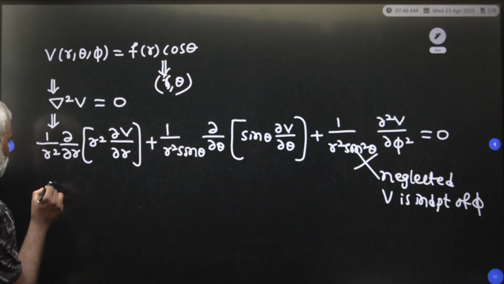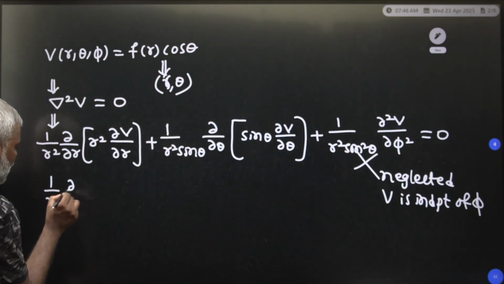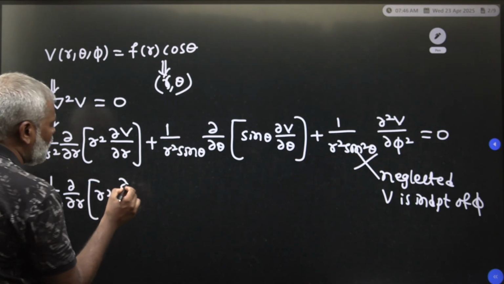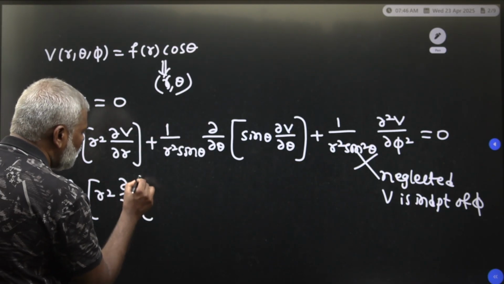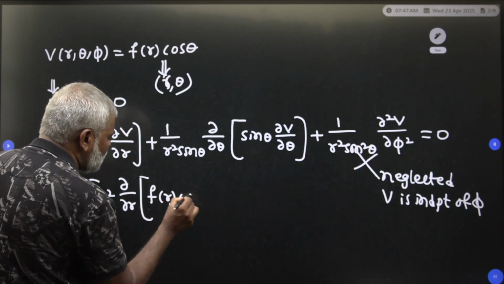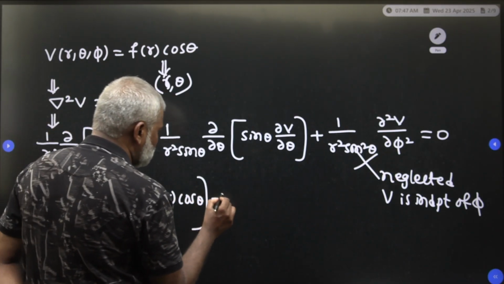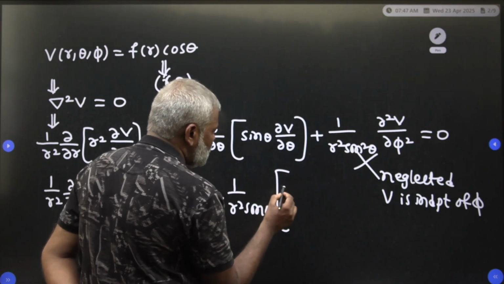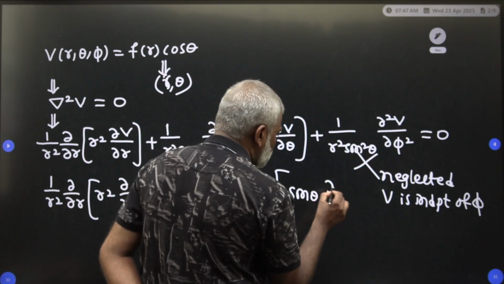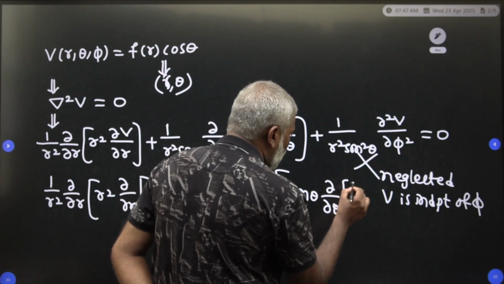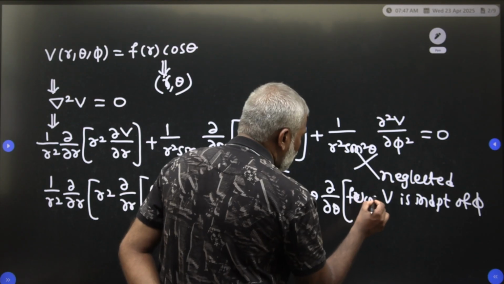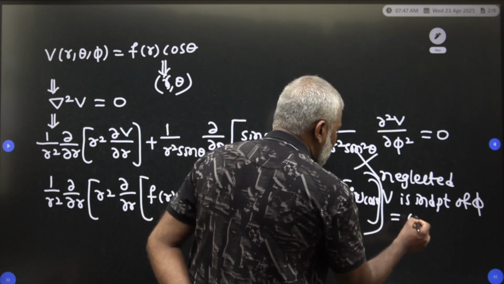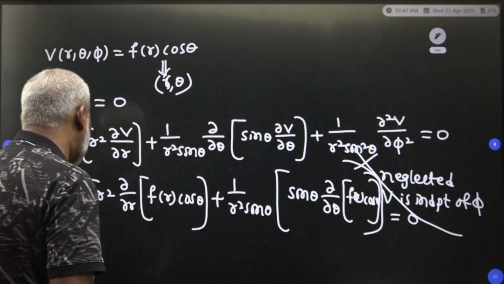So, therefore, you have to substitute here 1 by r square into dou by dou r of r square into dou V by dou r, so f of r into cos theta, plus 1 by r square sin theta into dou by dou theta of f of r into cos theta, which is equal to 0 we have to write.